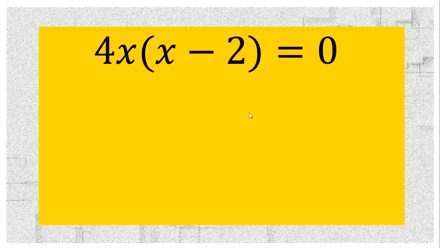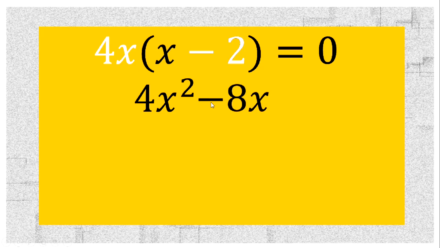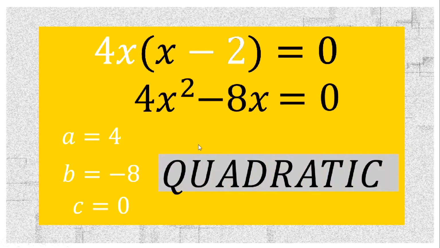Next, we have 4x times quantity x minus 2 equals 0. So, kapag ganito yung case, ang gagawin natin, simplify muna natin siya. So, we have 4x times x, we have 4x squared, and 4x times negative 2, we have negative 8x equals 0. Now, let us determine the values of a, b, and c. For our a, we have 4, b, negative 8, and our constant is 0. Walang value si c, so 0 siya. Again, this equation is a quadratic equation. Since present naman yung a natin dito.